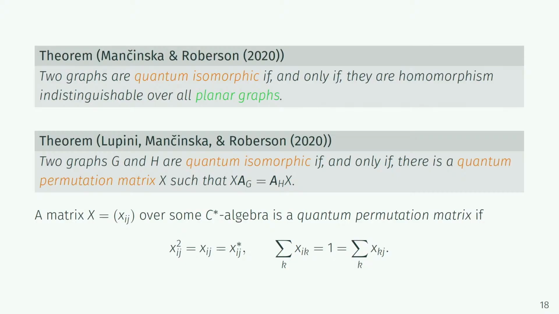And you can see that if you take the C-star algebra to be the complex numbers, then these conditions force the matrix to be a permutation matrix. If the algebra is the complex numbers, then the entries are 0 or 1, and this means that there's precisely one 1 on every row and column, so the matrix has to be a permutation matrix. So this is somehow an infinite dimensional generalization of permutation matrices.